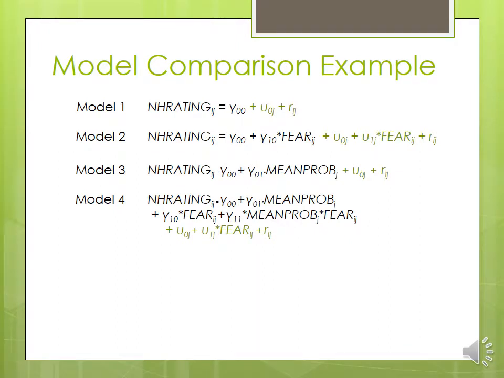So I want to use the example from last week's class session to talk about model comparison. So you ran 4 models. The first one was the unconditional model. The second model had an individual level predictor of fear in it only. The third model had only a neighborhood predictor in it. And then the fourth model had both direct effects and an interaction effect in it. So I'm going to talk about those 4 models.